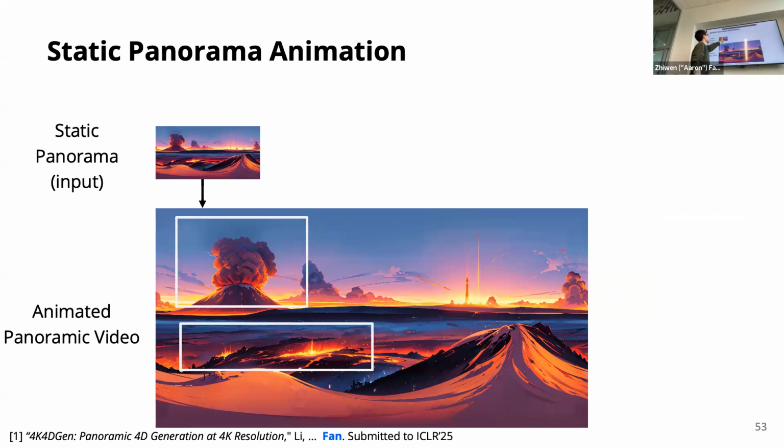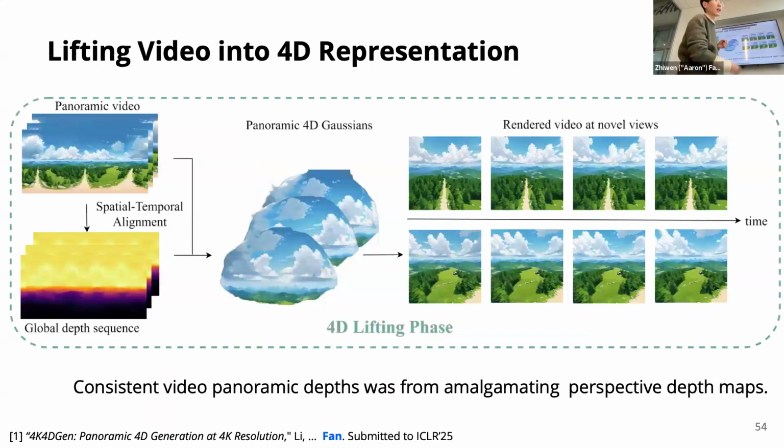Now we can see this is the input static panorama. They are the same resolution, but I'm trying to hide the details of the dynamic one. We can see there is some physically plausible motion by distilling the knowledge from the foundation diffusion model. And we can also see there are some motions here. They are very photorealistic.